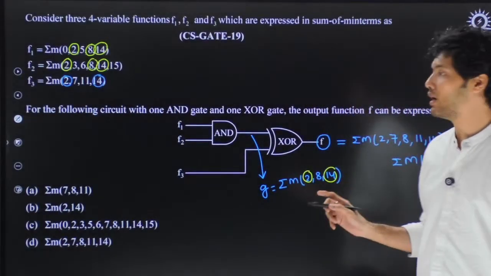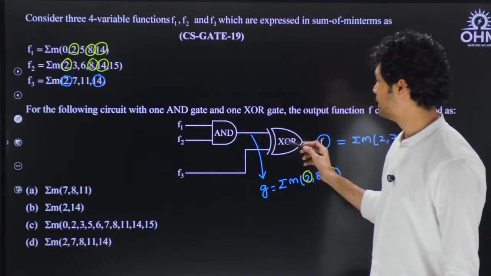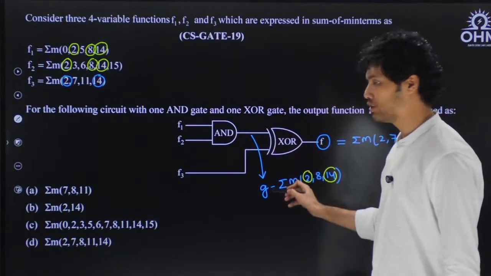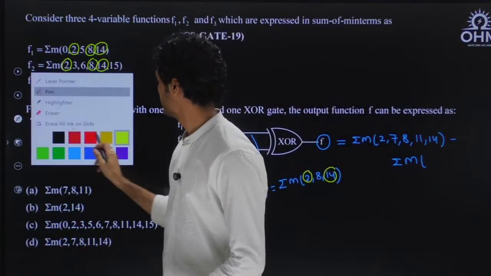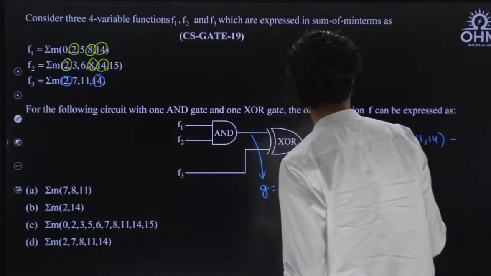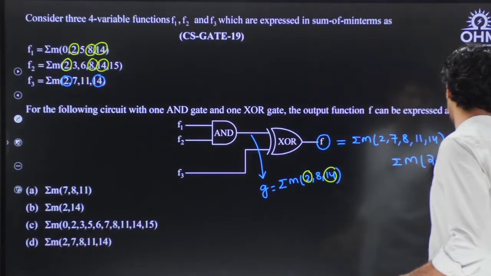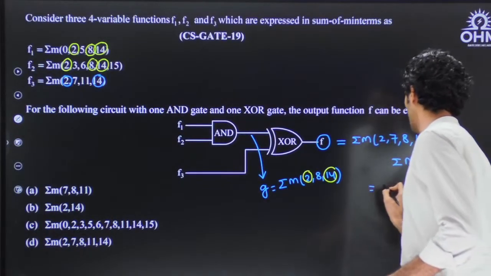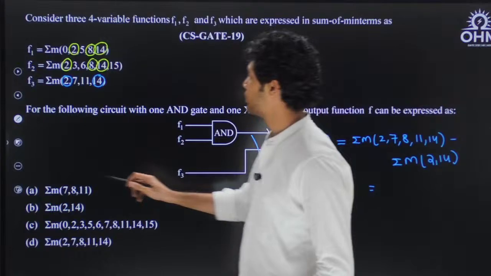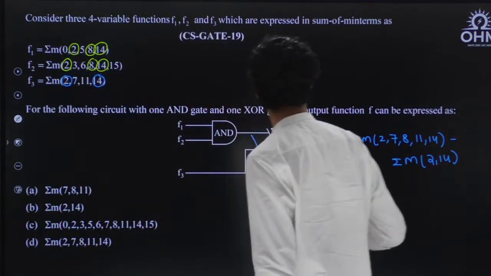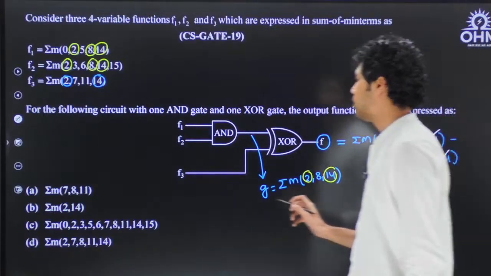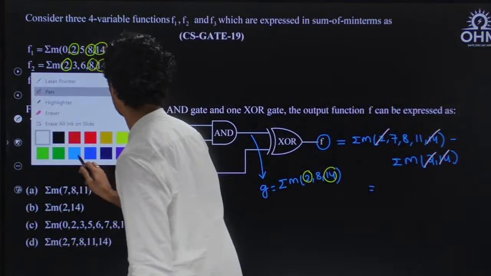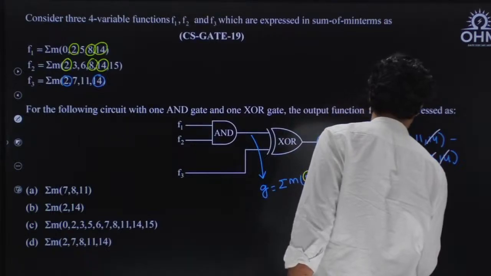So 2 and 14 are intersection minterms in case of F3 as well as the G, which are inputs of this XOR. And hence basically I can write it as 2, 14. And what is the answer now? See, 2, 14 is cancelled out in both cases. 2, 14 is gone.